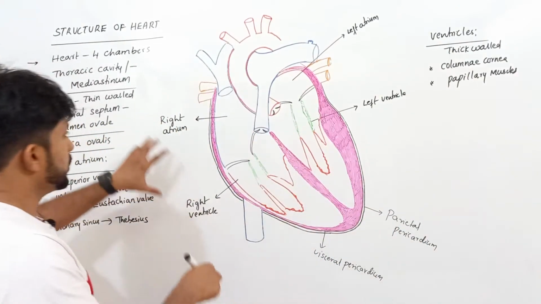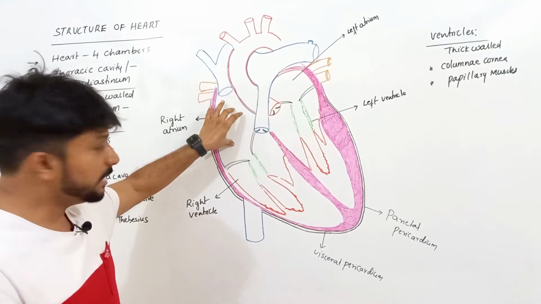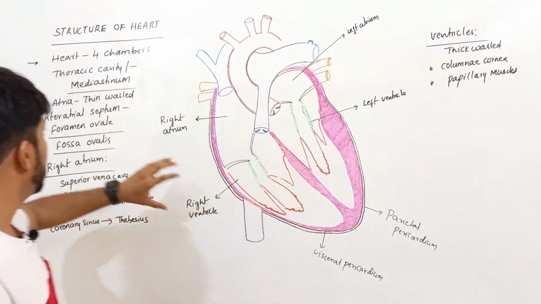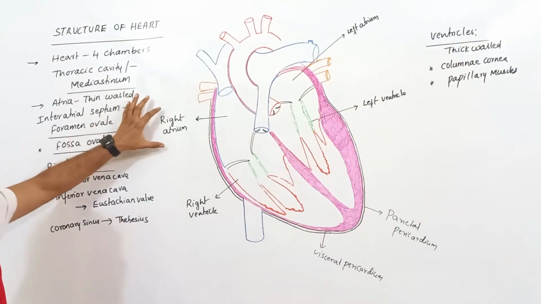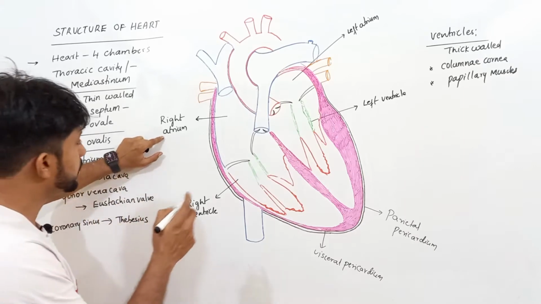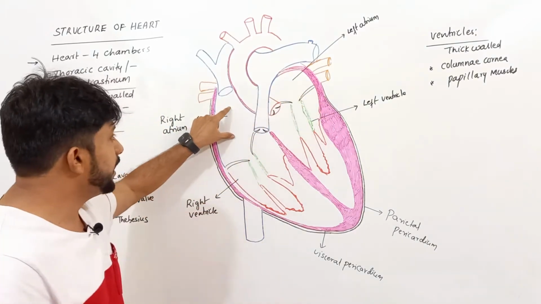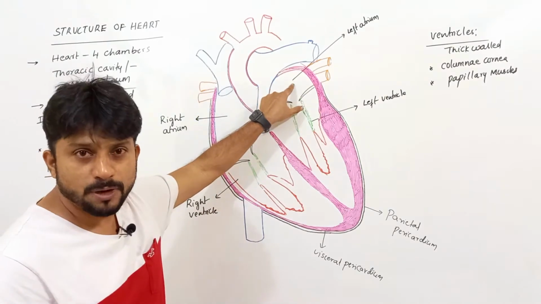Fine. So the anterior two chambers are known as atria and the posterior are called ventricles. Atria are the thin walled chambers. Right atrium is larger and left atrium is smaller.